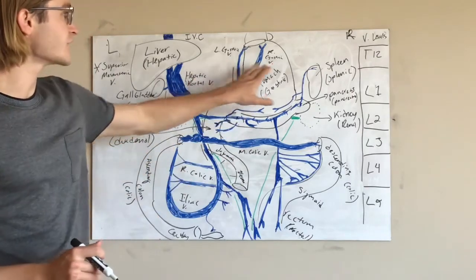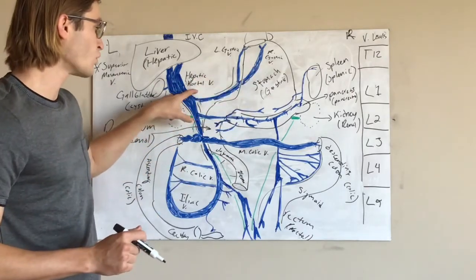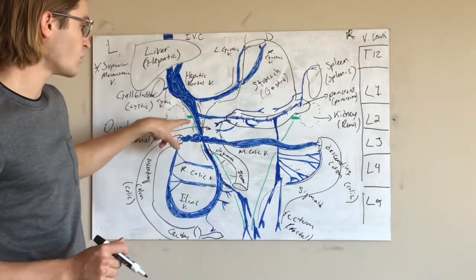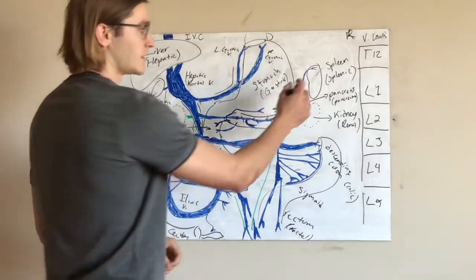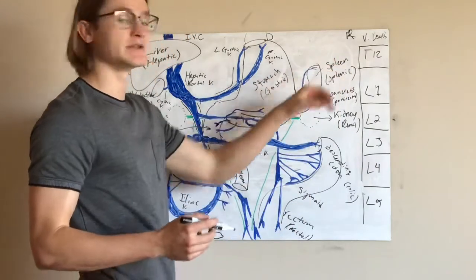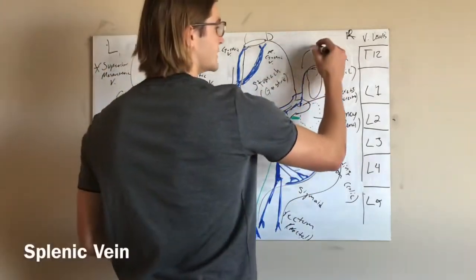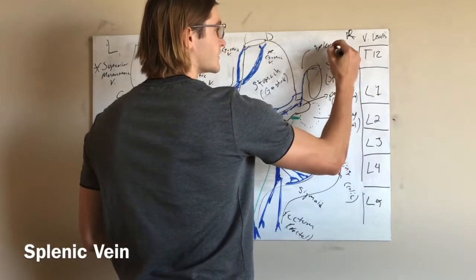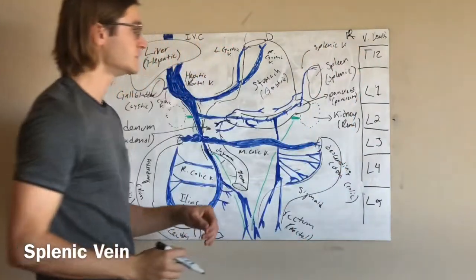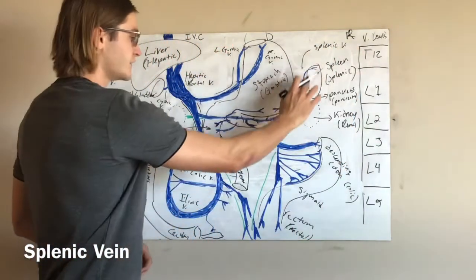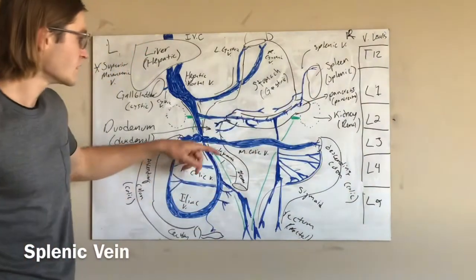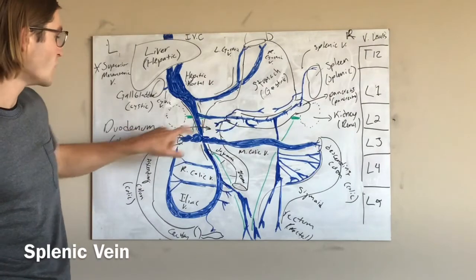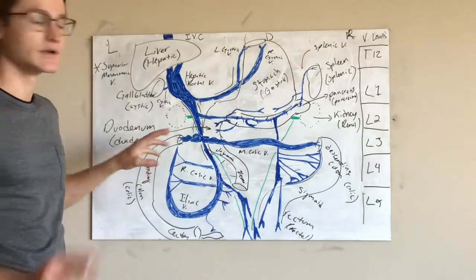So we have our left gastric, right gastric, hepatic portal vein. Off the hepatic portal vein, we'll have one more long vein, and it comes from the spleen. This will be called the splenic vein. So we have the splenic vein that comes all the way across, and it's going to have a couple different branches. So this is the duodenum, and duodenal is our name for it.